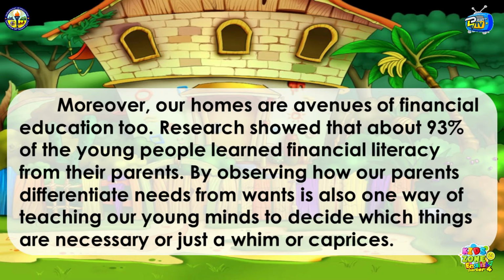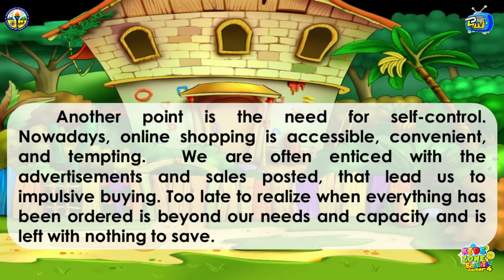Observing how our parents differentiate needs from wants is also one way of teaching our young minds to decide which things are necessary or just a whim or caprice. Another point is the need for self-control. Nowadays, online shopping is accessible, convenient, and tempting.